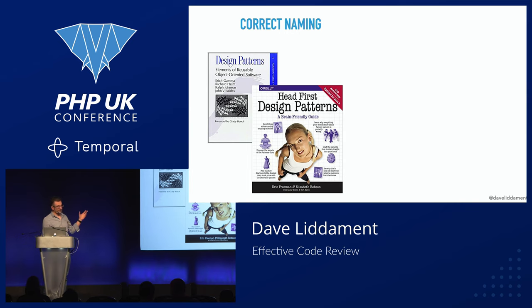The original book on design patterns was the Gang of Four, Elements of Reusable Object-Oriented Software. I found that pretty hard going. Head First Design Patterns, I read it about 10, 15 years ago, and I think it's an amazing book. I definitely recommend reading that if you are not familiar with design patterns and you like reading, as opposed to videos, for learning things.